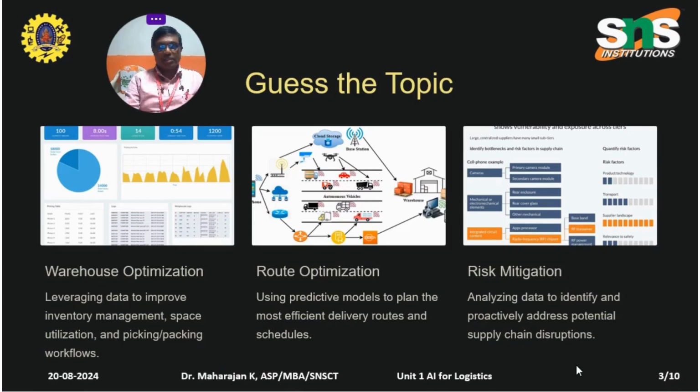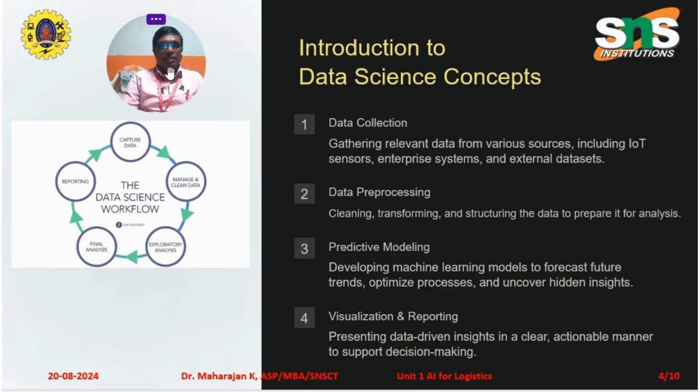Now, the topic for the day. Look at the pictures and brief descriptions: warehouse optimization, route optimization, risk mitigation. Mitigation means reducing the risk. If you are able to eliminate it, fine. Otherwise, reduce the risk. That's the idea. I hope you can guess the topic. We are introducing data science concepts: data science for logistic operations.